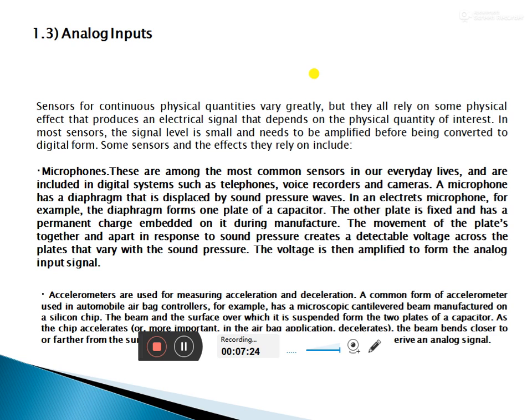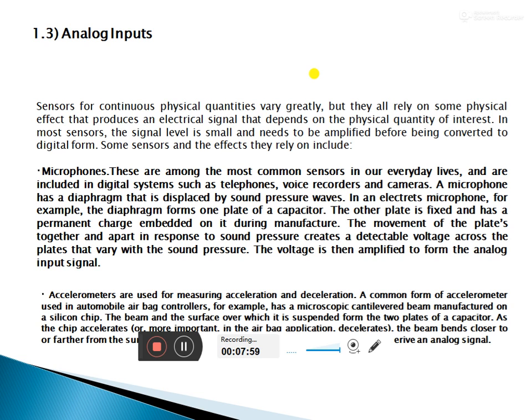Now comes the accelerometer. An accelerometer is a meter that measures acceleration and deceleration. What is acceleration? Rate of change of motion. A common form of accelerometer is used in automobiles, airbag controllers, and some mechanical devices.